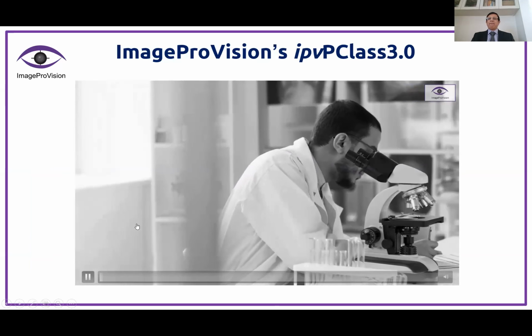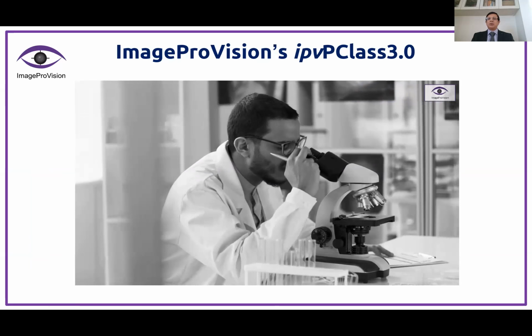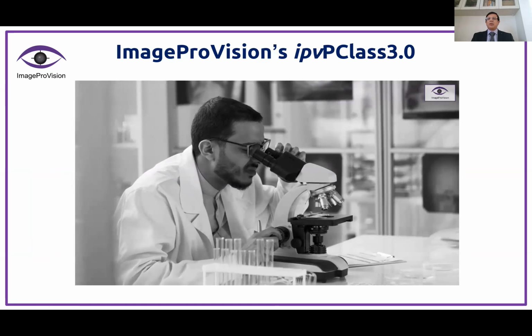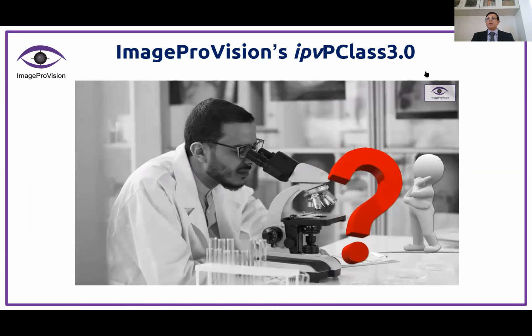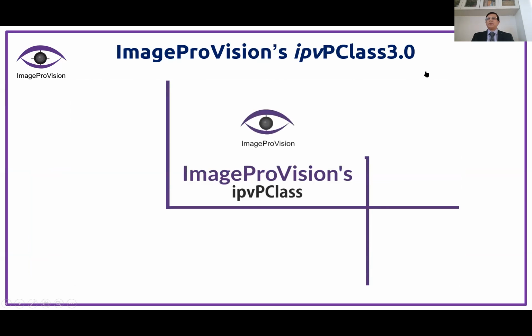There is no denying that accuracy and quality are key challenges pharmaceutical companies face daily. You want to increase productivity, but couldn't do so due to the complexity of processes while maintaining the accuracy of data. So how can you fasten this process while maintaining the quality of product? Introducing ImageProVision's IPVP class software.